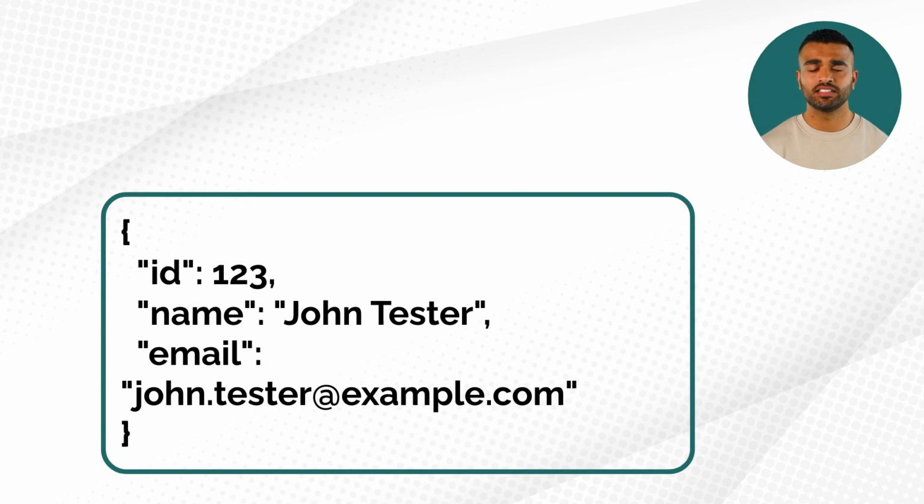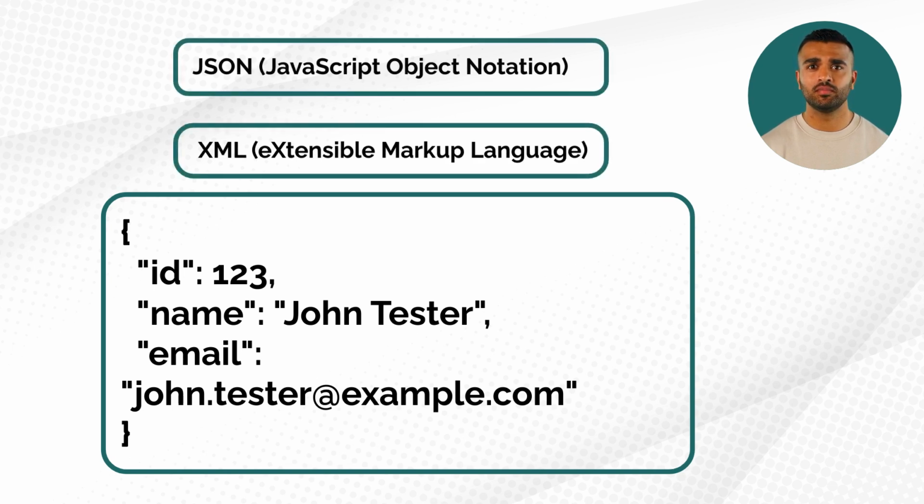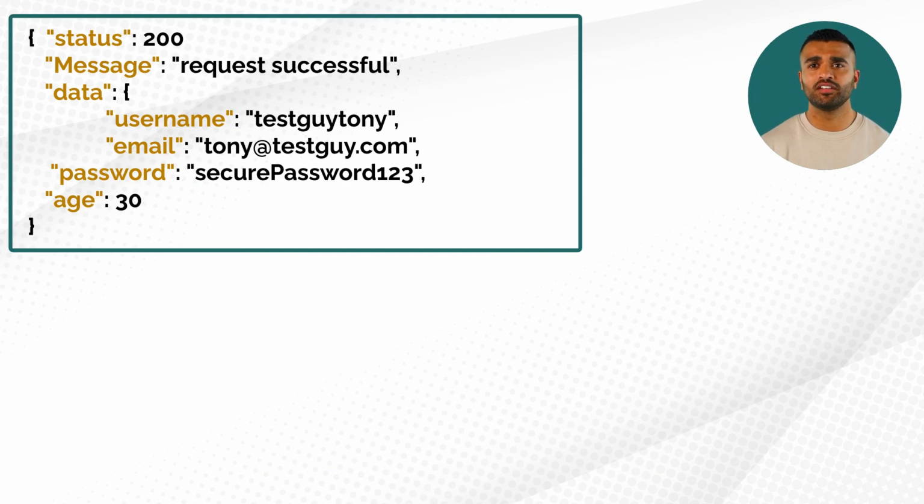APIs return responses in standardized data formats with JSON, JavaScript object notation, and XML, extensible markup language, being the most common. Ensuring that these responses adhere to the correct structure and format is crucial for downstream applications that consume the API. The example on show here is JSON. Here's a JSON request that returned the data in the expected format. Because it's successful, it will show a status of 200.